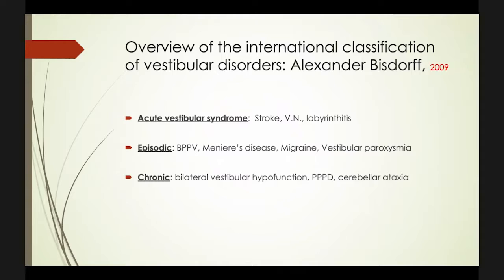For the classification of acute and chronic, there is also subacute. We call any disease acute within the first 2 weeks. From 2 weeks until 3 months, this is subacute, and chronic is if it is more than 3 months.